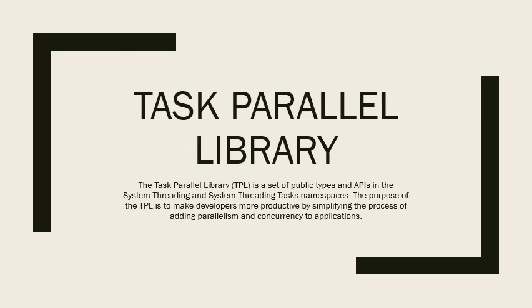Task Parallel Library. TPL is a set of public types and APIs in the System.Threading and System.Threading.Tasks namespaces. The purpose of the TPL is to make developers more productive by simplifying the process of adding parallelism and concurrency to applications.